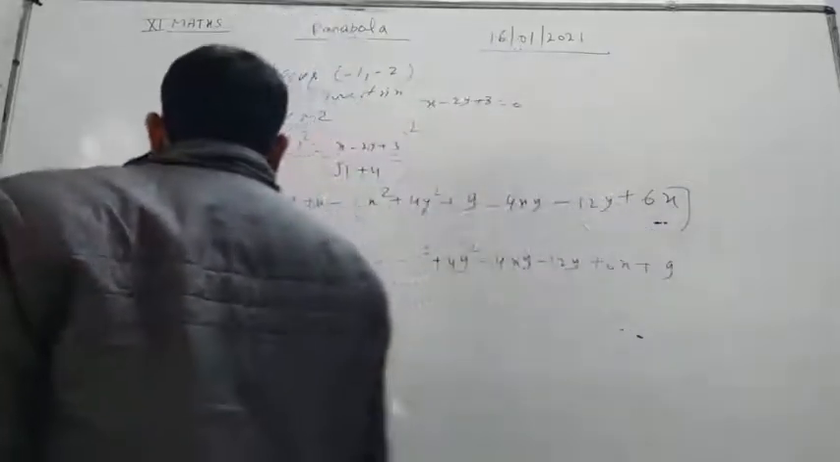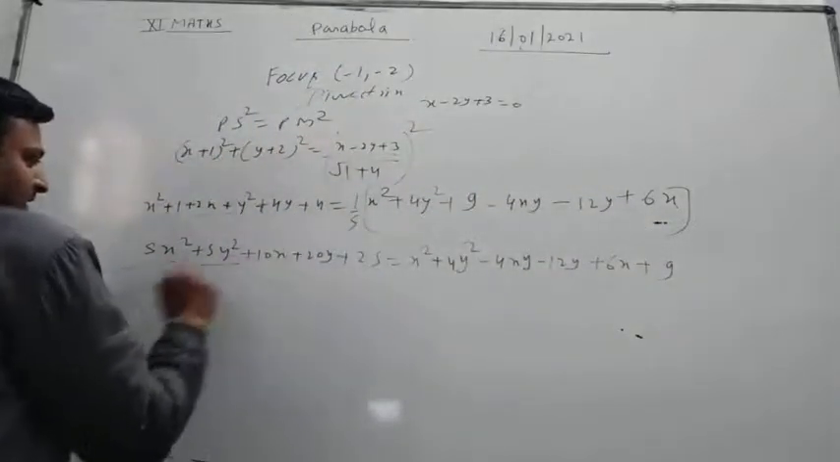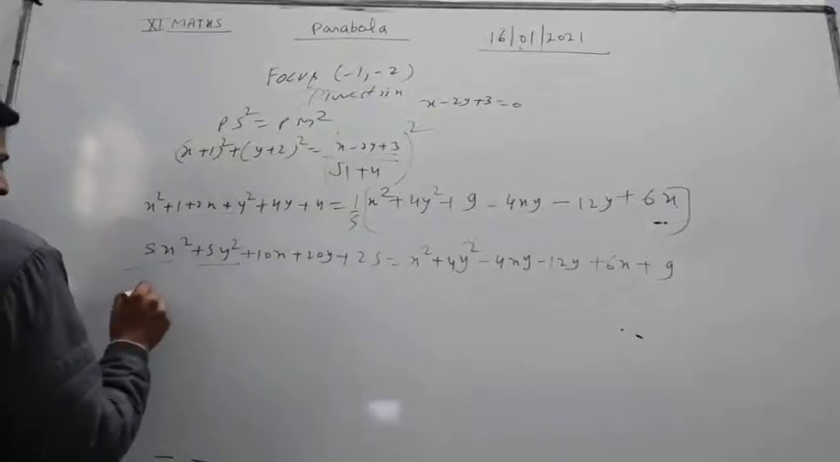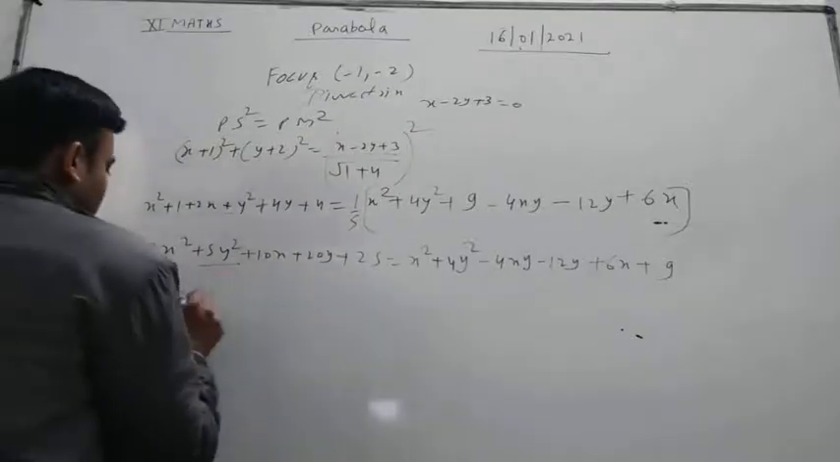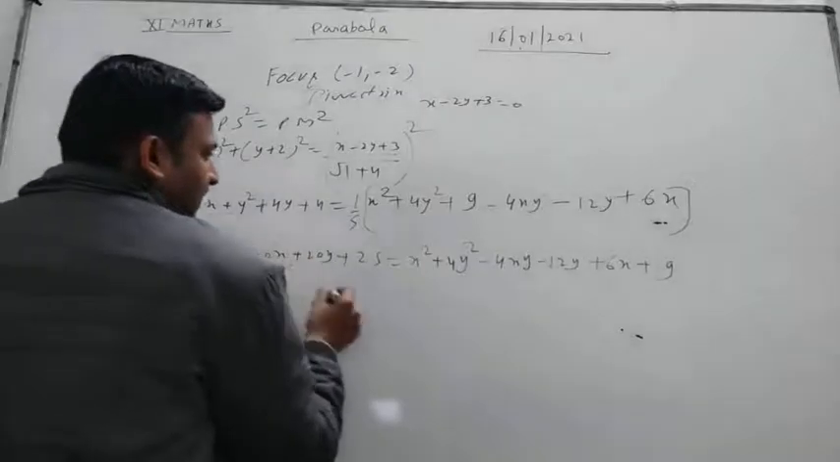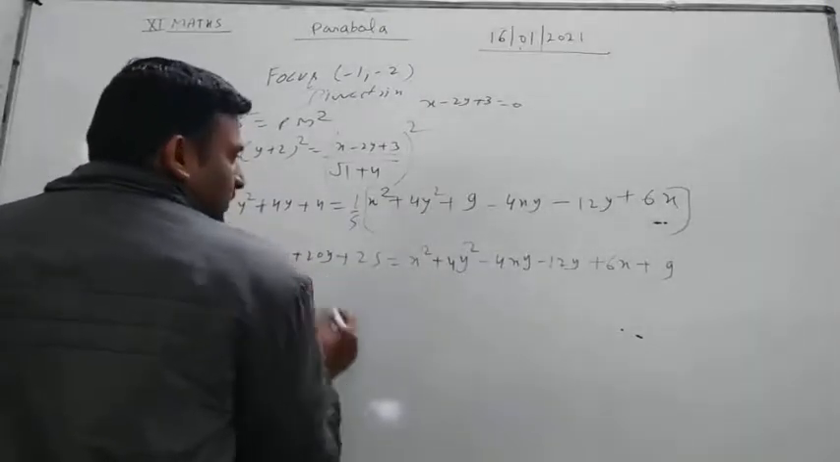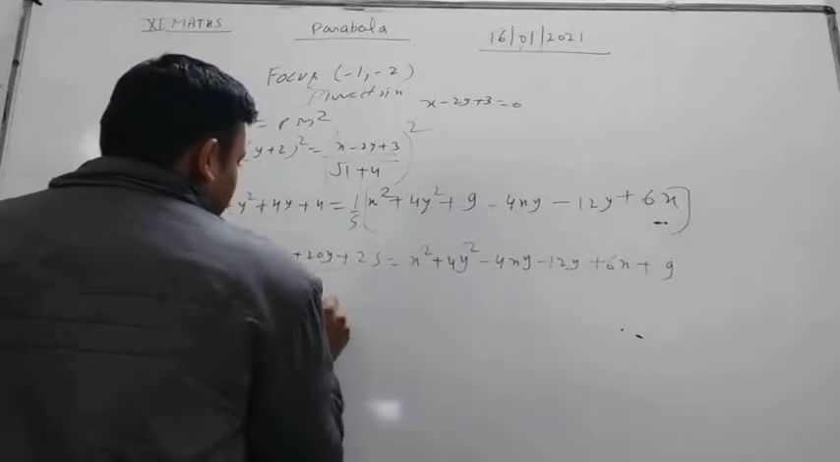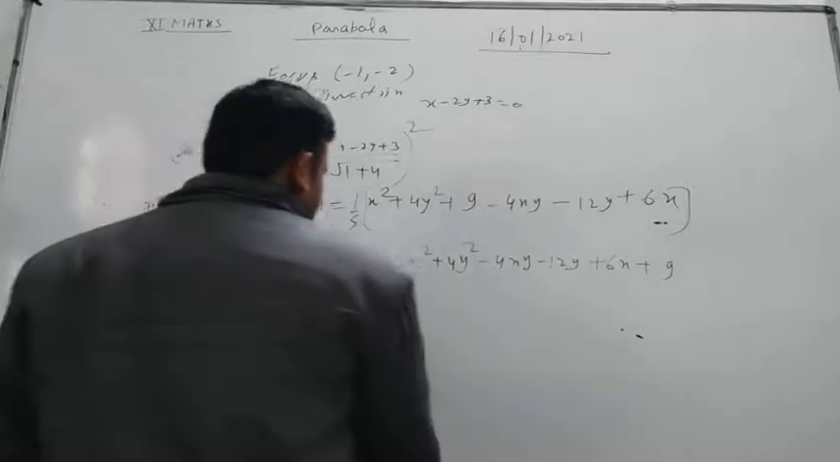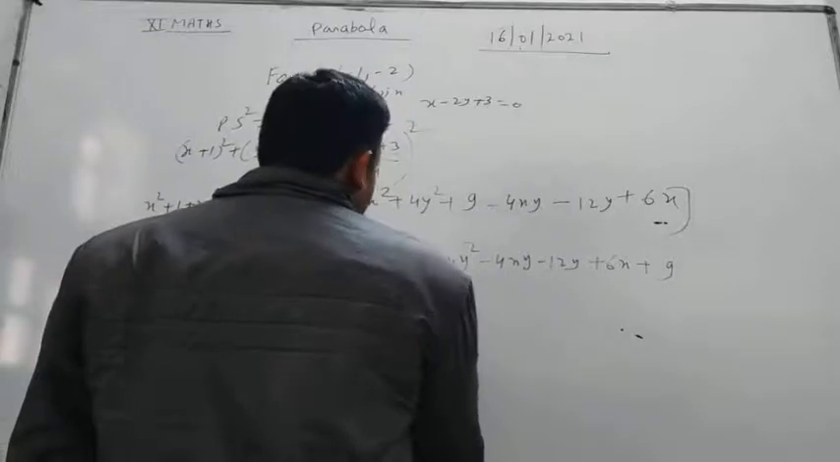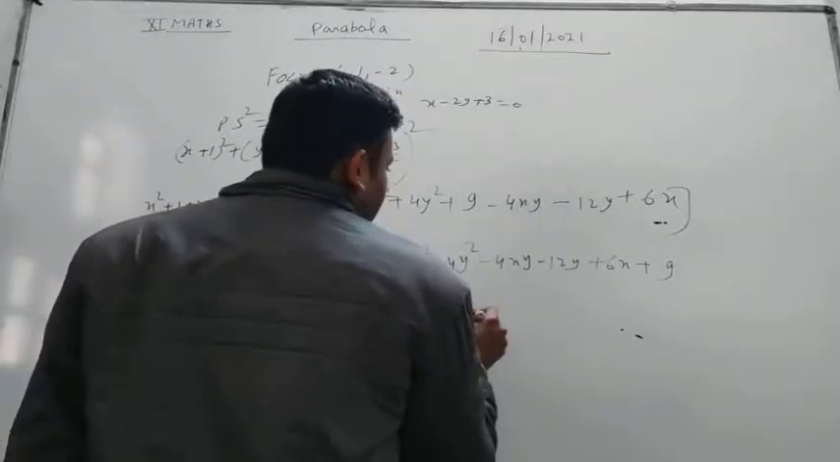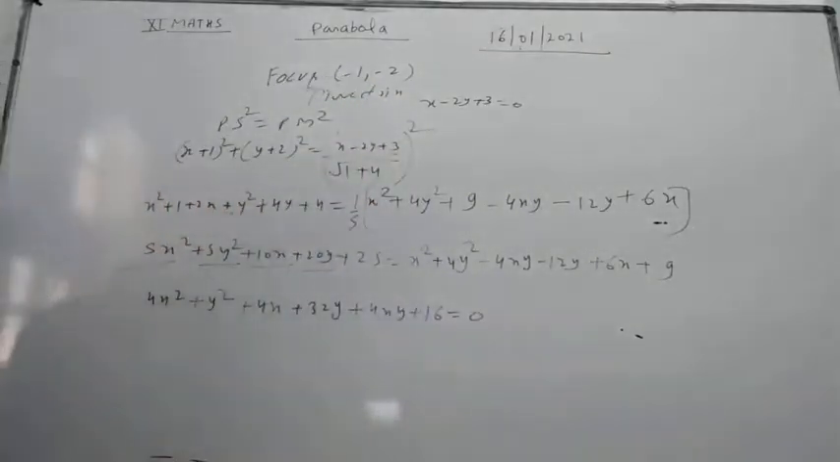Taking the left hand side, we get 4x square plus y square, and this is 10x, taking this side it will be 4x, 20y, taking this side, 32y, and this is plus 4xy, and this is plus 16. This will be our required result.